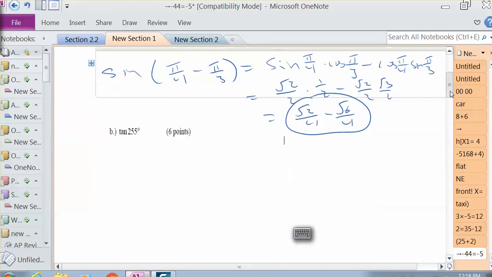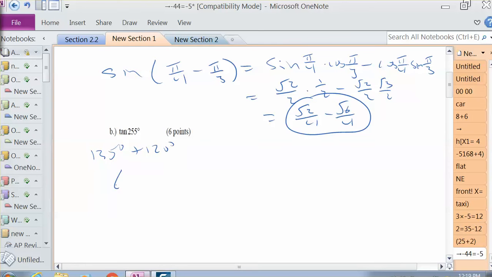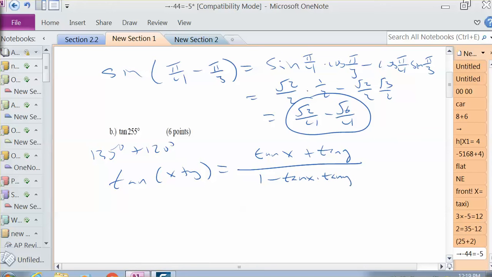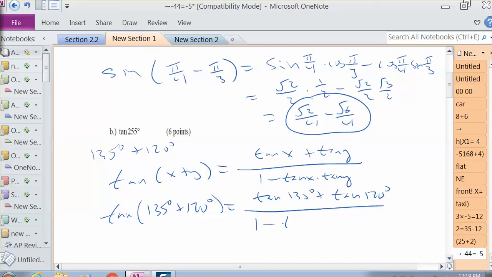Moving right along, tan 255 degrees. So how am I going to combine this stuff? I could probably do 135 plus 120 degrees. So I'm going to do tan of x plus y, which of course is tan x plus tan y over 1 minus tan x times tan y. Again, the formula is given to you. And again, we're doing tan of 135 degrees plus 120 degrees: tan 135 plus tan 120 over 1 minus tan 135 times tan 120.